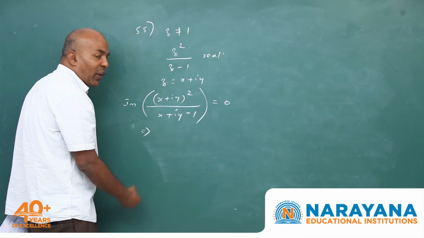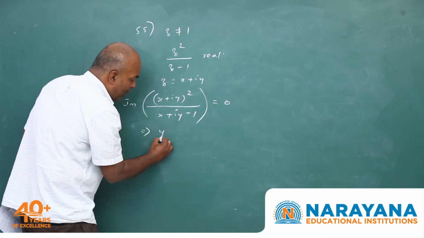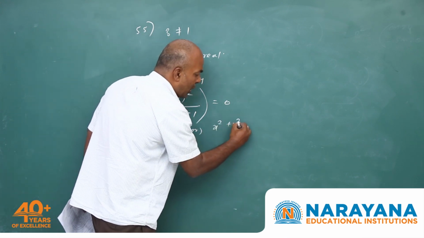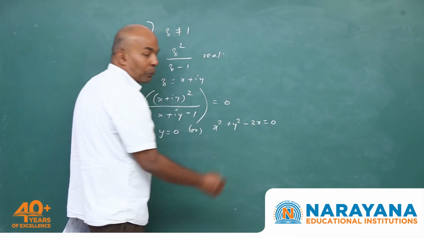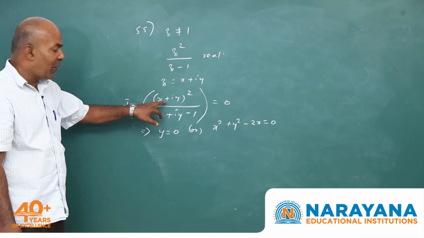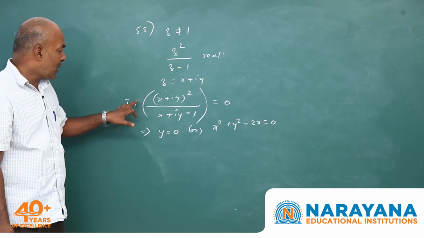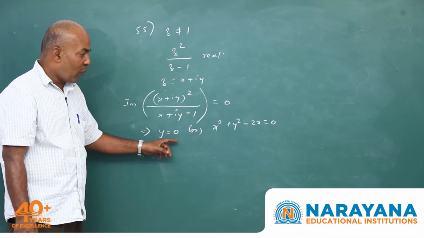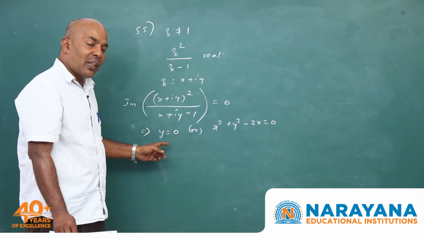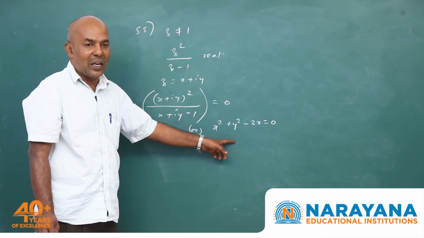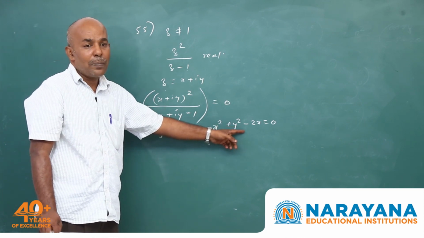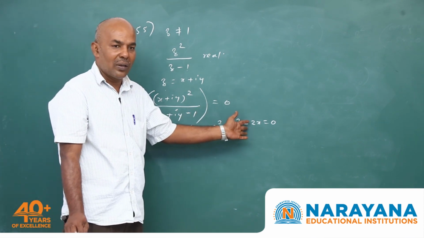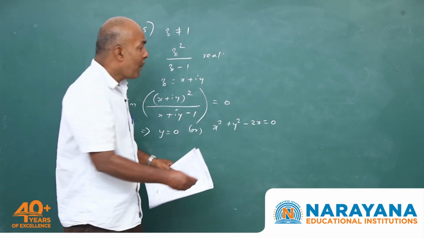After simplification, I'll get either y equal to 0 or x square plus y square minus 2x equal to 0. I'm leaving the simplification part to you, that is, the imaginary part of the given expression is 0. So then you will get either this or that. Therefore, z lies on either the real axis or on a circle which passes through the origin and whose center is at 1, 0 and radius is of course 1 unit. Is it right? So the correct option will be A.